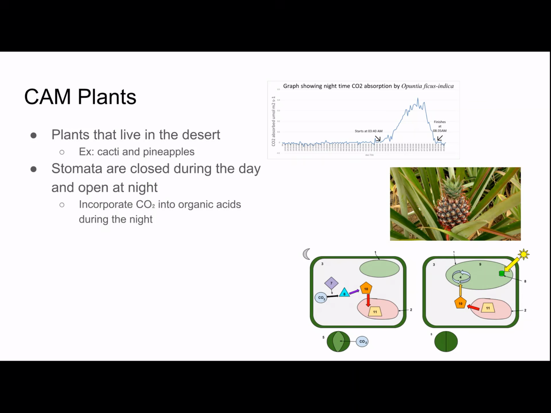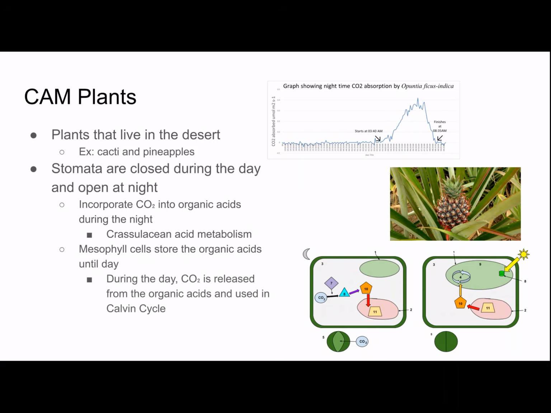And they incorporate carbon dioxide into organic acids during the night. That's why it's called crassulacean acid metabolism. The acid part comes from the fact that it incorporates carbon dioxide into those organic acids, and that's what CAM stands for. The mesophyll cells store organic acids until the day, and during the day, carbon dioxide is released from the organic acids and used in the Calvin cycle.